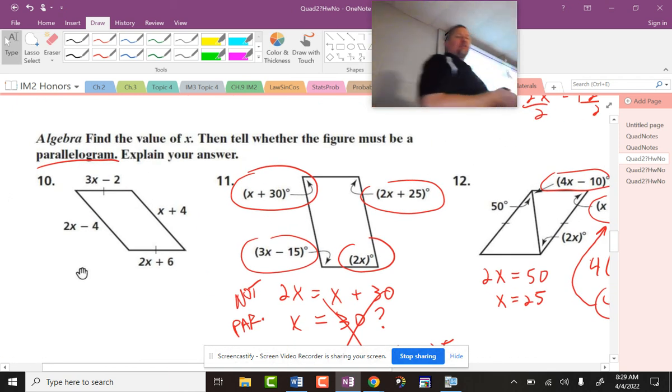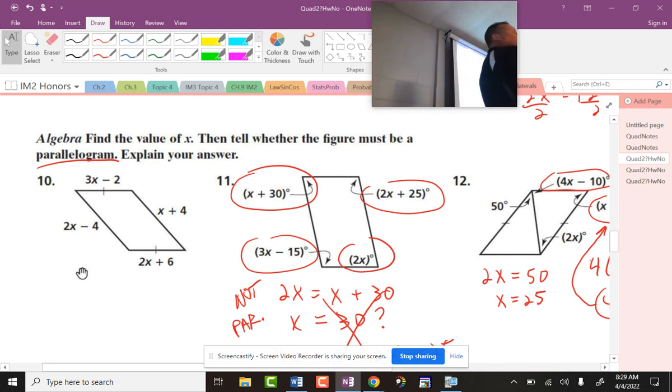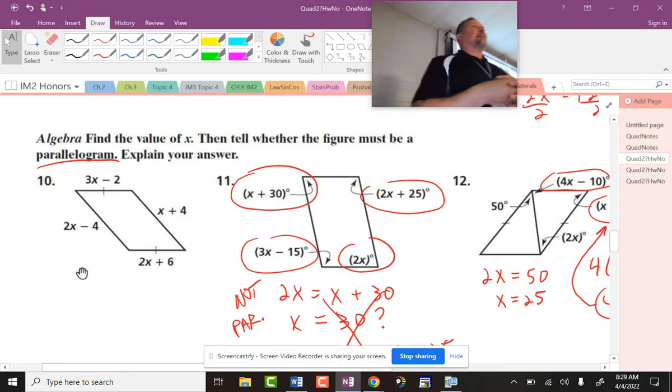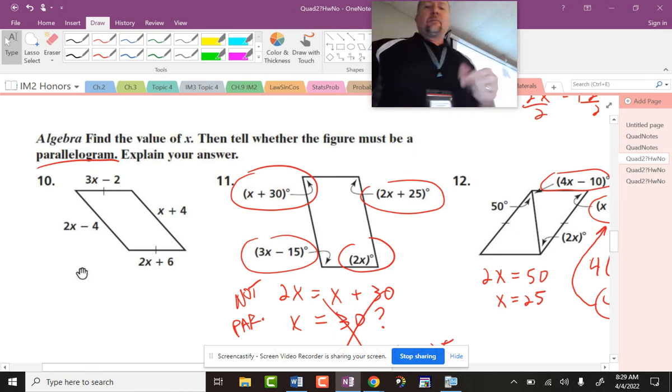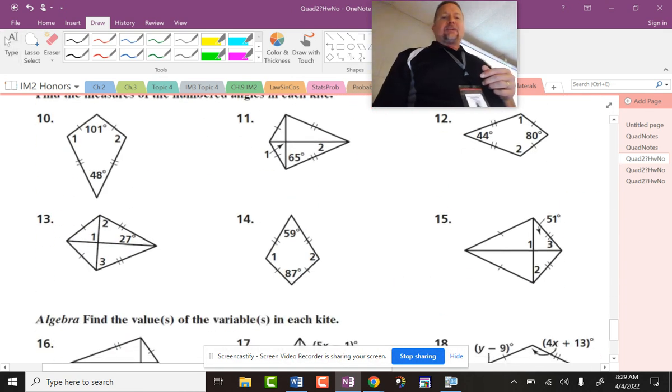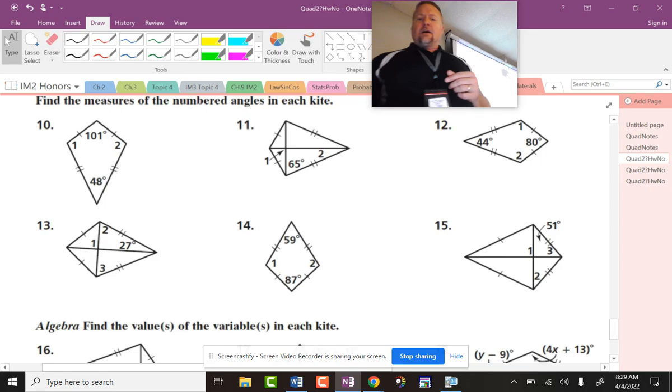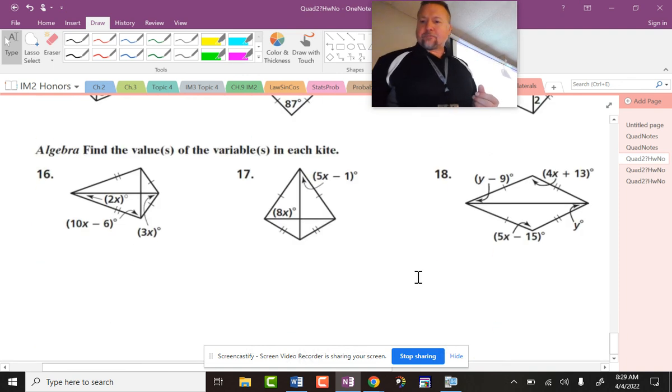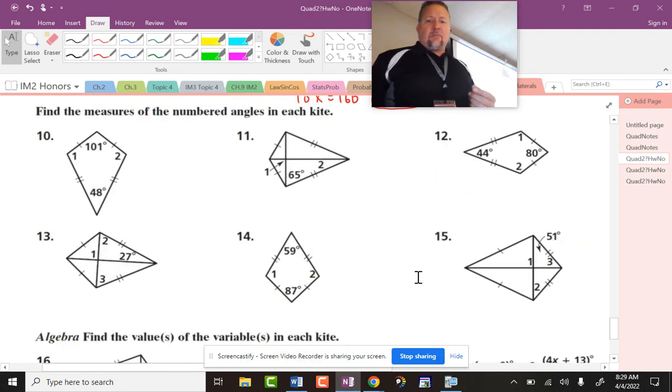Then tell it whether the figure must be a parallelogram or not. Once we get this inconsistency within one question, then that means with the variables given, it's impossible for it to be a parallelogram because we don't have those attributes.